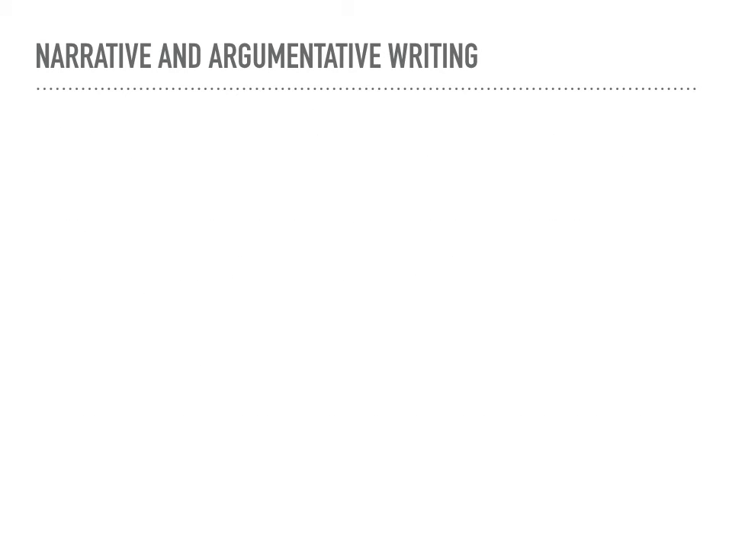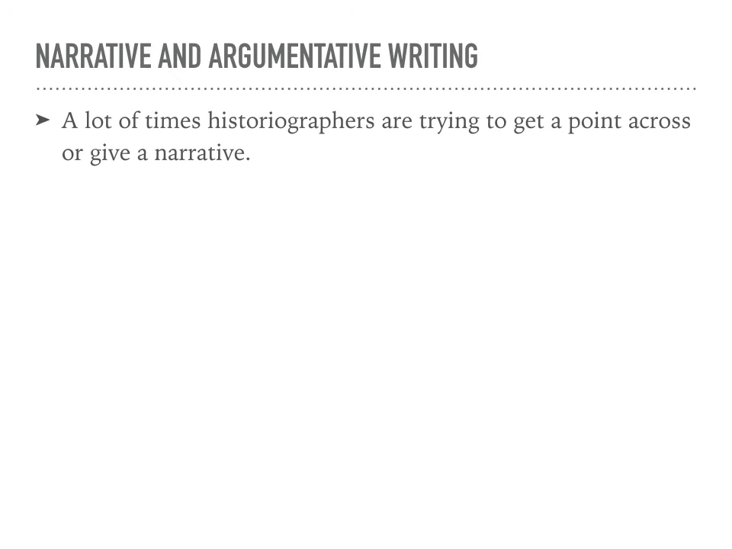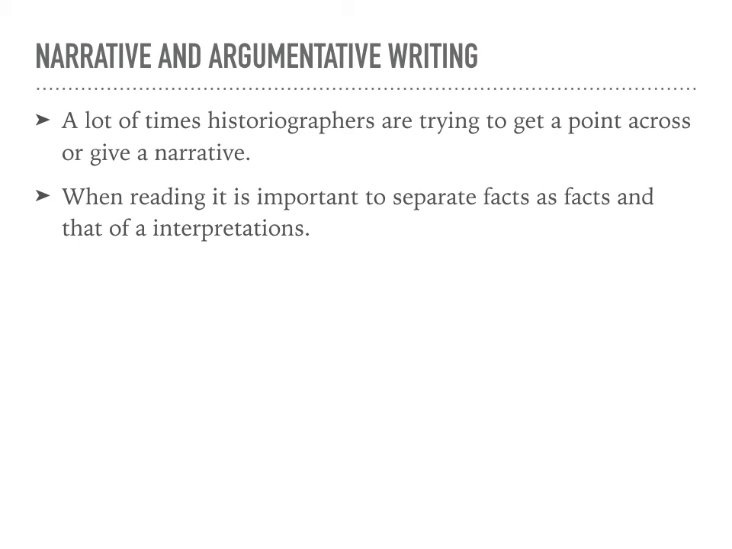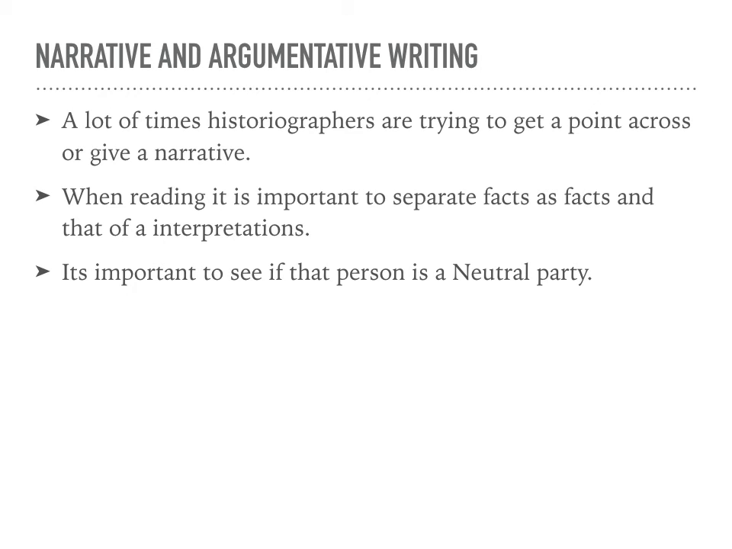Continuing on to narrative and argumentative writing, it is important to understand that historiographers are always trying to get a point across or give you a narrative. When reading, it is important to separate facts from interpretations. This will help you understand if the author is trying to get a point across or is basically a neutral party, which is very important, and we'll discuss the differences here.